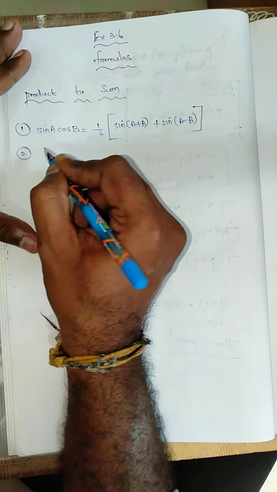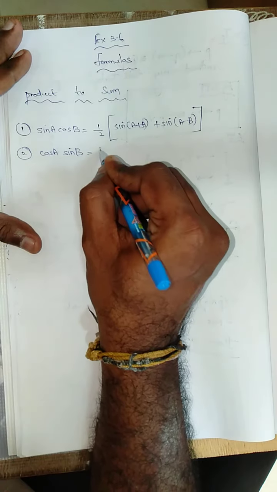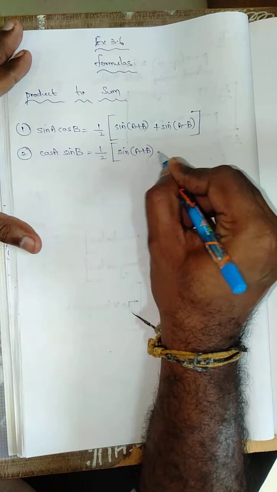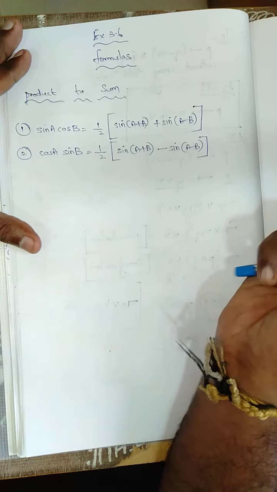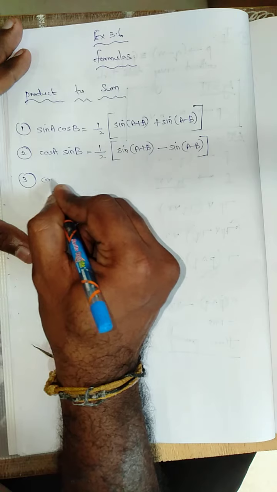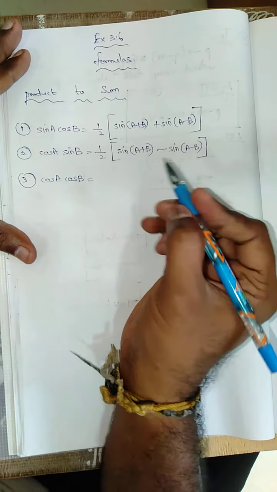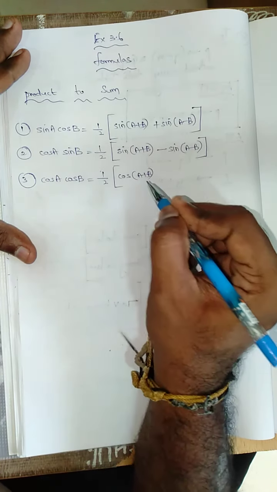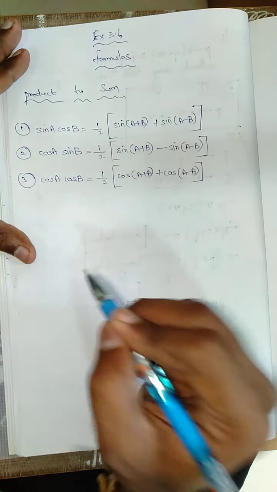Second formula, cos A sin B. The same 1 by 2, sin A plus B minus sin A minus B. Close the bracket: sin A plus B minus sin A minus B. So the third formula, cos A cos B, is equal to 1 by 2, open the bracket, cos A plus B plus cos A minus B. This is the third formula.